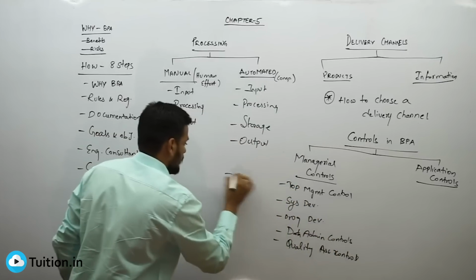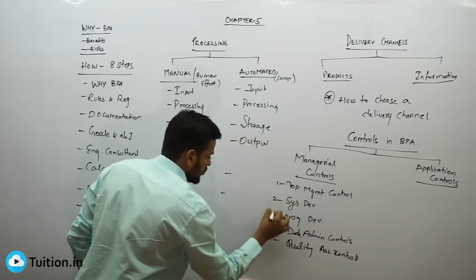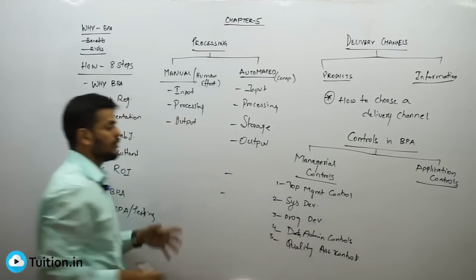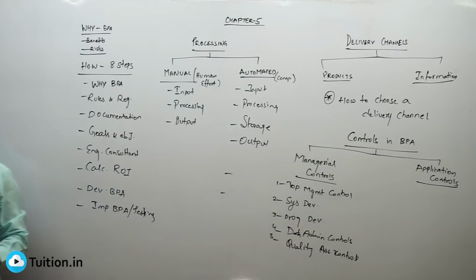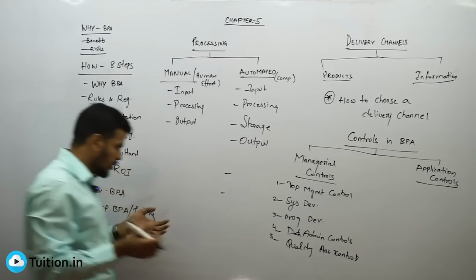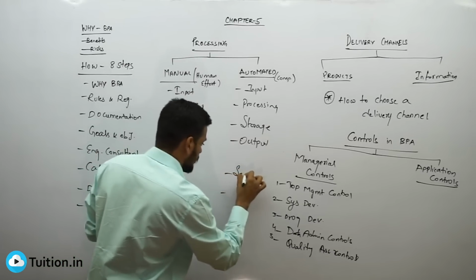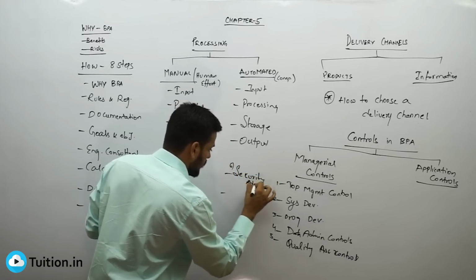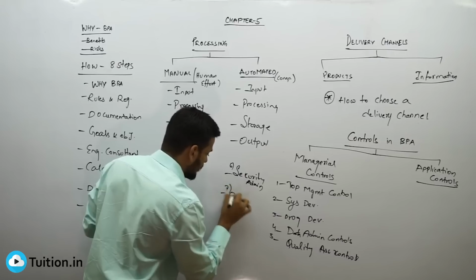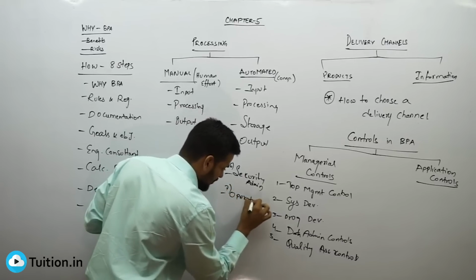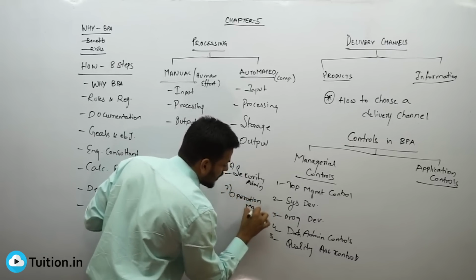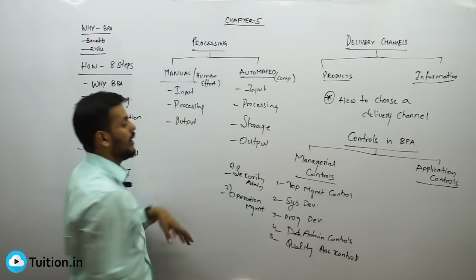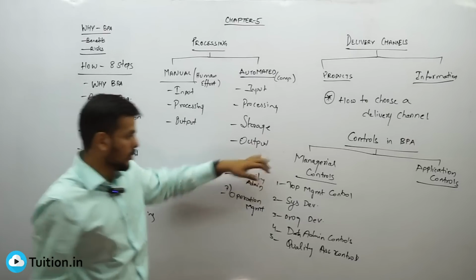I'm writing the sixth one and seventh one here, so 1, 2, 3, 4, 5 controls. What are the managerial controls? Six is about security administration, and lastly seven is about operations management. So guys, these are the 7 points we covered under managerial controls.